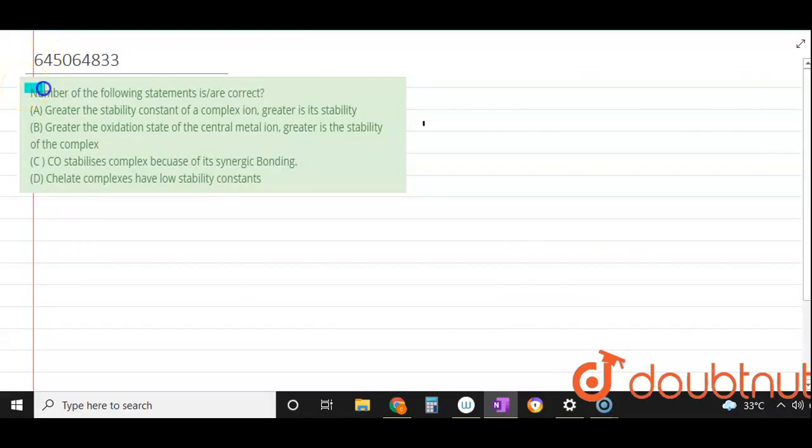The question is, the number of following statements that is or are correct. Means how many statements are correct? First, greater the stability constant of a complex ion, greater is its stability. So let's first discuss what is the meaning of stability constant and stability.